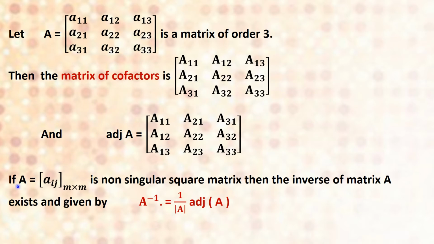Now, if A is the matrix Aij of order m, a non-singular square matrix, then the inverse of the matrix A exists and is given by A inverse equals 1 upon determinant of A into adjoint of A. Determinant of A is a constant value, multiplied by this matrix adjoint of A. So this is the formula used for finding the inverse of a matrix A.